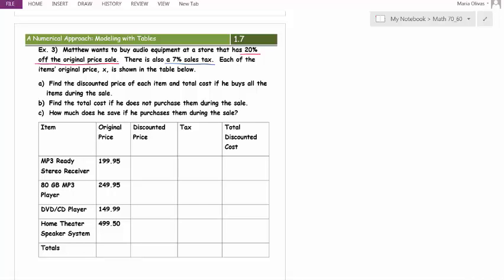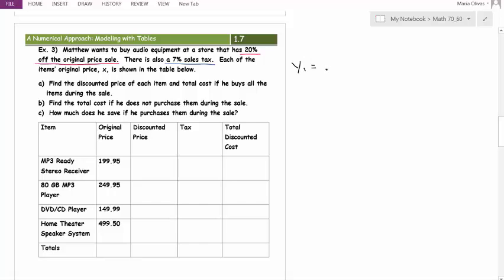So A, we're going to find the discounted price of each item and the total cost if he buys all of the items during the sale. B, we're going to find the total cost if he does not purchase them during the sale. And C, how much does he save if he purchases them during the sale? We're going to input 3 equations into our graphing calculator.